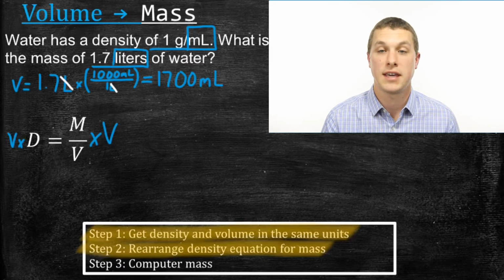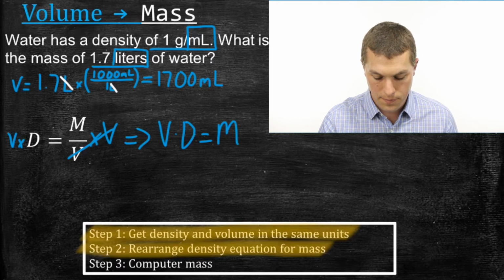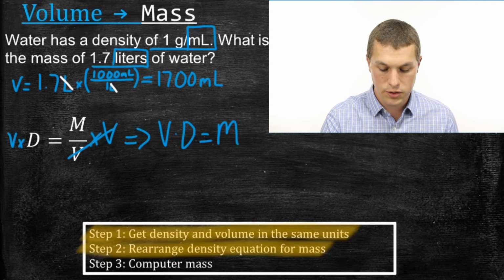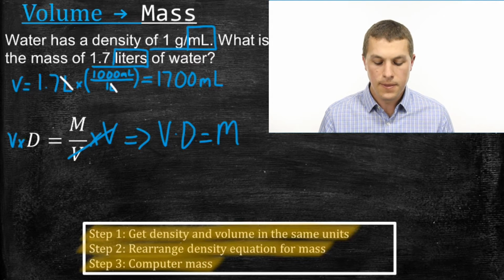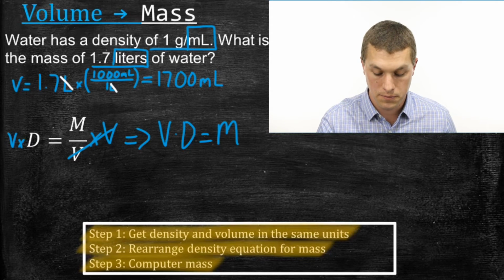And what this does is it cancels out our V's, and it gives us a new equation. That's V times D is equal to M. So now we just compute the mass. That's the last step. And so what we're going to do is plug in our volume for V and our density for D.